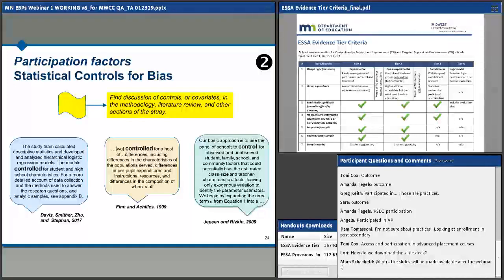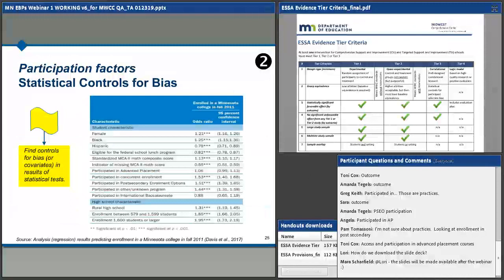In the second comment balloon, we controlled for a host of differences, including differences in the characteristics of the population. And then finally, our basic approach is to use a panel of schools to control for observed and unobserved student, family, school, etc. characteristics. So just the mere discussion of controls in a study can often be enough evidence for you to say, okay, we know that it uses statistical controls for bias because it's discussed in the narrative of the study. One other note is that these are also called covariates. Controls are also called covariates.